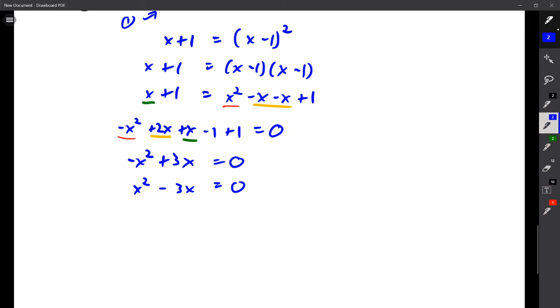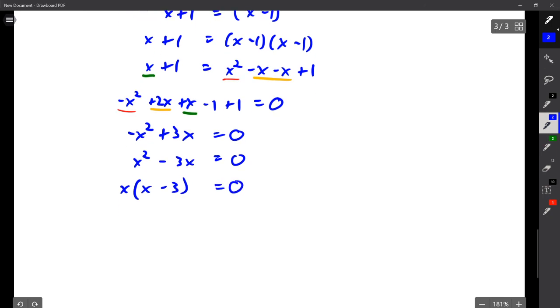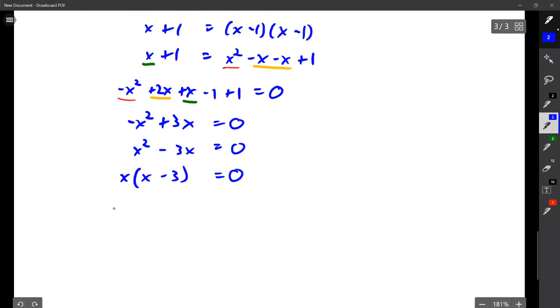So now, what you should always check for first is, is there a greatest common factor you can factor out? And there is. Both of these terms have an x in common, so I can factor out an x. That leaves me with x squared over x is x. Negative 3x over x is minus 3 equals 0. Cool. Now I have factored equals 0, so I can take each factor and set it equal to 0. So I have x equals 0 or x minus 3 equals 0.